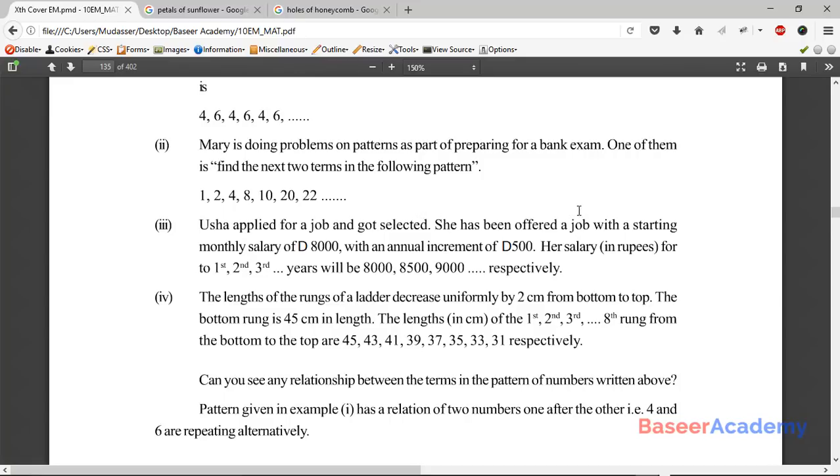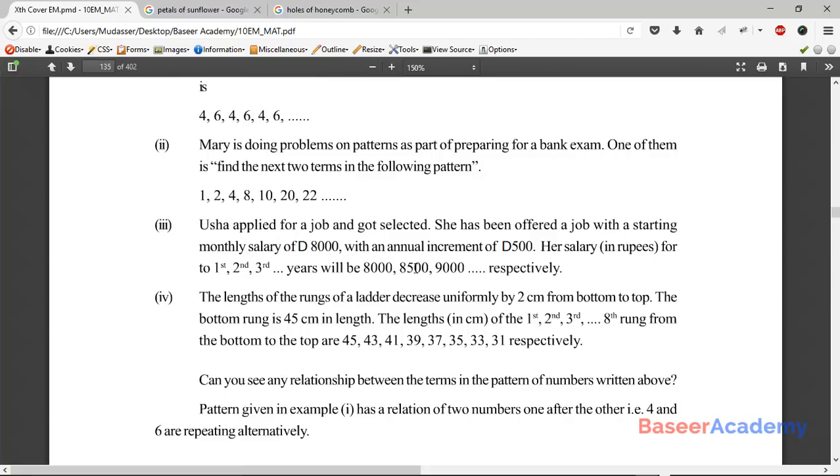She has been offered a job with a starting monthly salary of rupees 8,000 with an annual increment of 500 rupees, which means her monthly salary will be increased by 500 every year, right? So her salary for the first year is 8,000. Second year 500 got increased, so she'll be getting 8,500. Third year again 500 got increased, so she'll start getting 9,000 as her monthly salary in the third year.